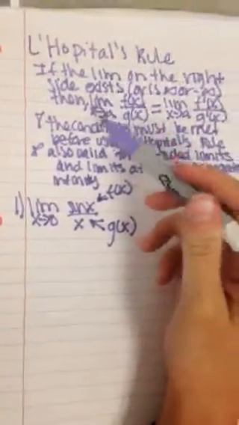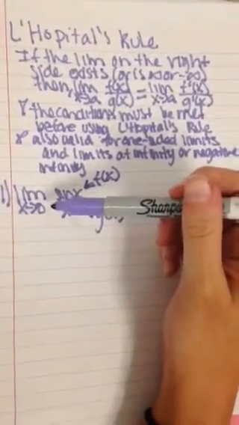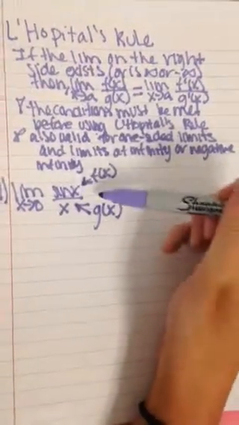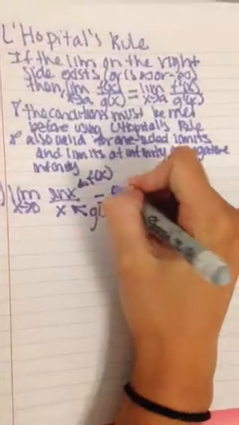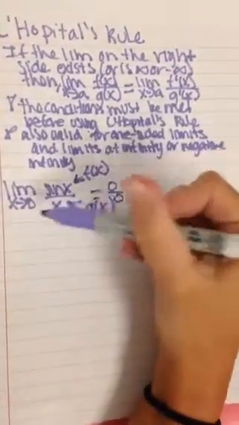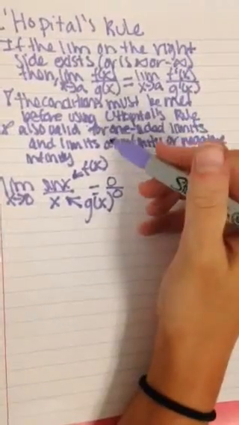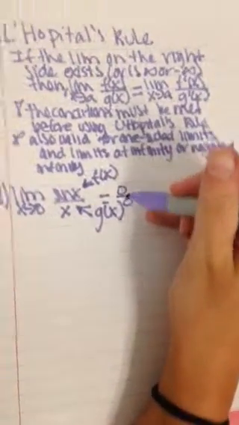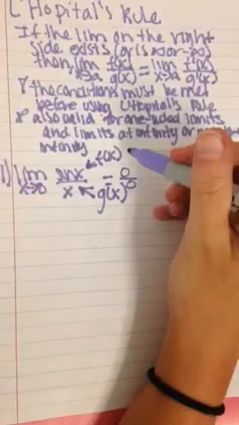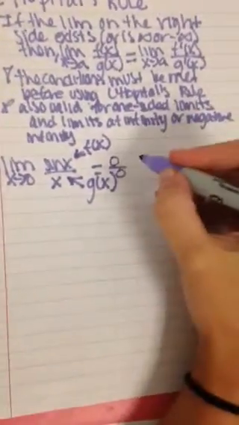If we looked at this problem without knowing L'Hopital's rule, then we would plug in 0 for x, and we would get 0 over 0, because sine of 0 is 0. And that wouldn't work because it would be an indeterminate form, since it's 0 over 0. So when you see a problem like this, don't give up. Just try L'Hopital's rule first.